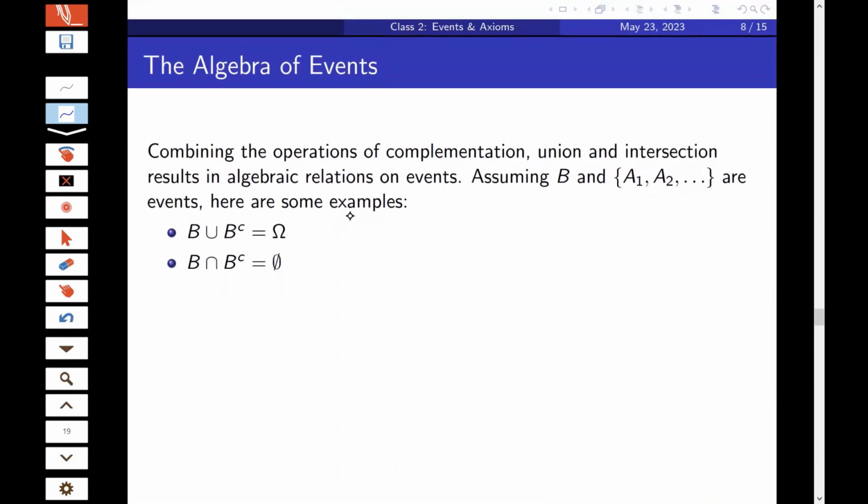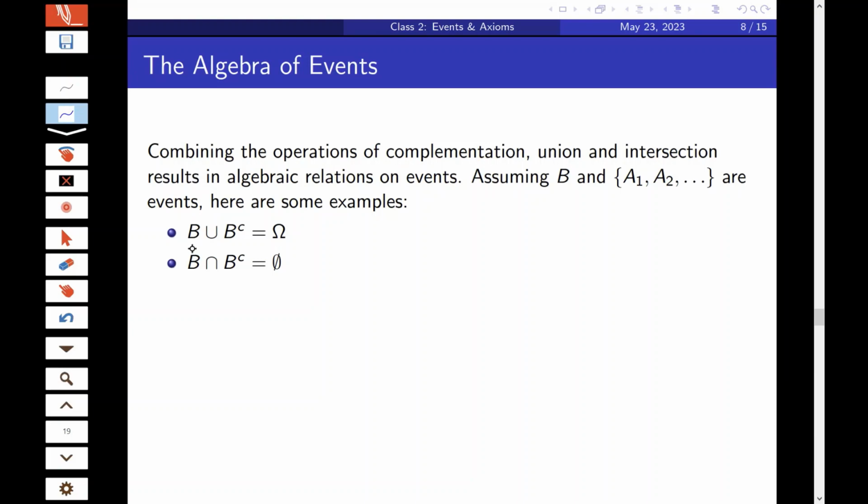Okay, so those are the main terminologies we learned. Using those terminologies, now we can find more algebra related with events. Combining the operations of complement, union, and intersection results in algebra relations on events, assuming B and A1, A2 are events. Here are some examples.